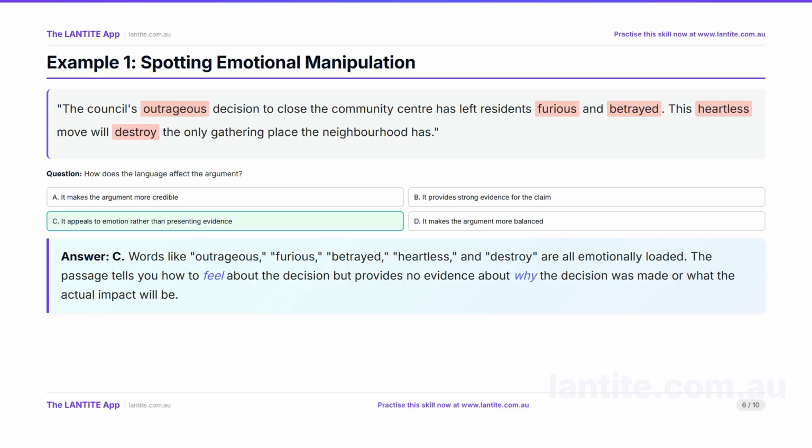Notice what is missing. Why did the council make this decision? What data exists about actual usage of the center? Are there alternative plans? The passage does not address any of this. It tells you how to feel, but gives you no facts to base that feeling on. That does not mean the council's decision was right. It means this particular argument is weak, because it substitutes emotion for evidence.